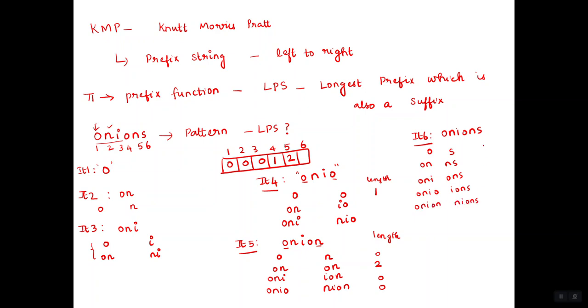And if you consider the length of this particular iteration, I don't have any overlapping prefix or suffix, so this is equal to 0. Nothing in this, no common thing. Even though I may have common characters, the entire substring should be same, similar to this ON and ON. So the substring itself should be same for me, so I don't have anything in common. So at the end of the iteration, my value is equal to 0. So this is how the LPS of this particular pattern onions is going to look like.